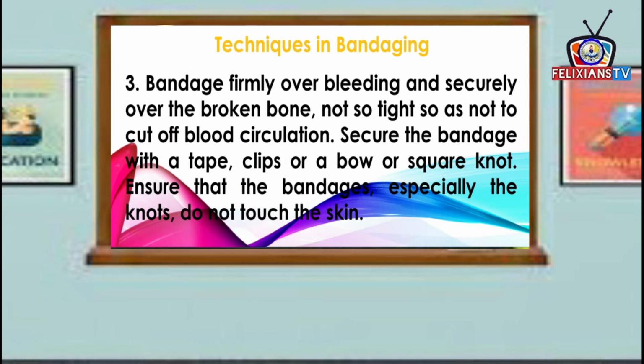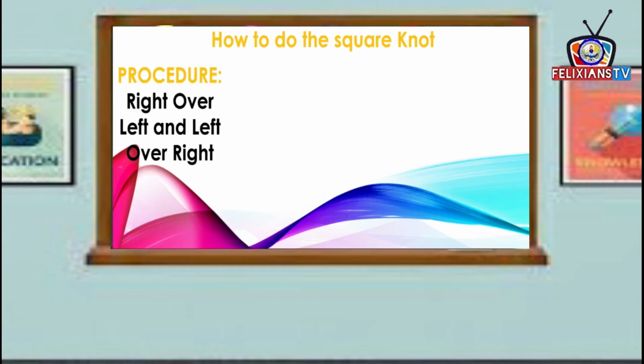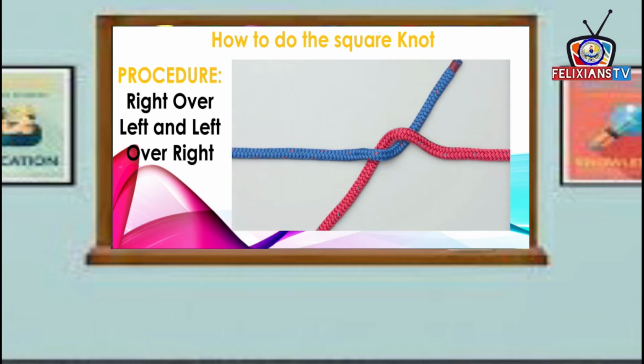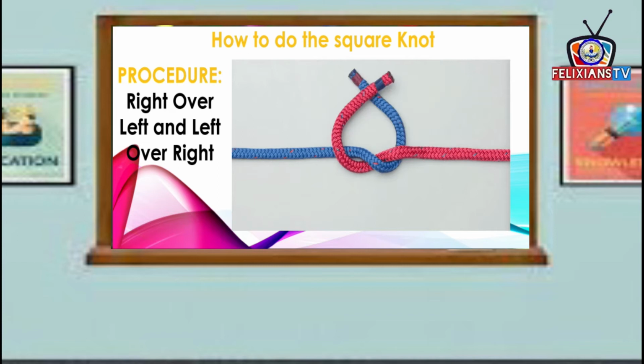Number 3. Bandage firmly over bleeding and securely over the broken bone. Not so tight as not to cut off blood circulation. Secure the bandage with a tape, clip, or a bow or square knot. Ensure that the bandage, especially the knots, do not touch the skin. How to do the square knot procedure: right over left, left over right.